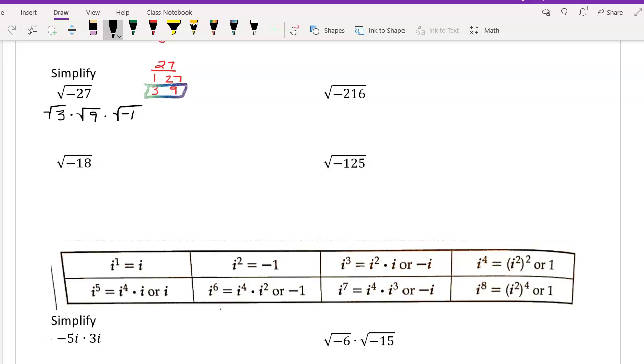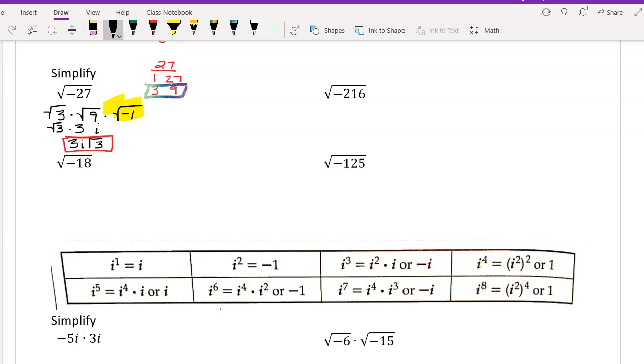So can we simplify the square root of 3? No, it stays the same. Can we simplify the square root of 9? Absolutely. The square root of 9 is 3. And then can we simplify the square root of -1? If you said yes, you are absolutely correct. We know that the square root of -1 is that i value. So now I'm just going to put i. When I write down this final answer, the square root, whatever it is, is always going to come at the tail end. So my final answer is 3i square root of 3. And that, my friends, is the final answer for the square root of -27 simplified.